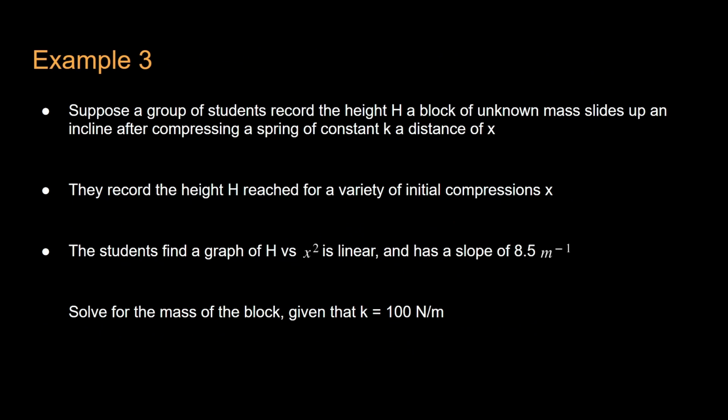This is another classic linearization question. Suppose a group of students record the height h. A block of unknown mass slides up an incline after compressing a spring of constant k a distance x. They record the height h reached for a variety of initial compressions x. So h is our dependent variable, and x is our independent variable. The students find a graph of h versus x squared is linear and has a slope of 8.5 inverse meters. So this just says they did the linear regression for us. Solve for the mass of the block, given that k is 100 newtons per meter.